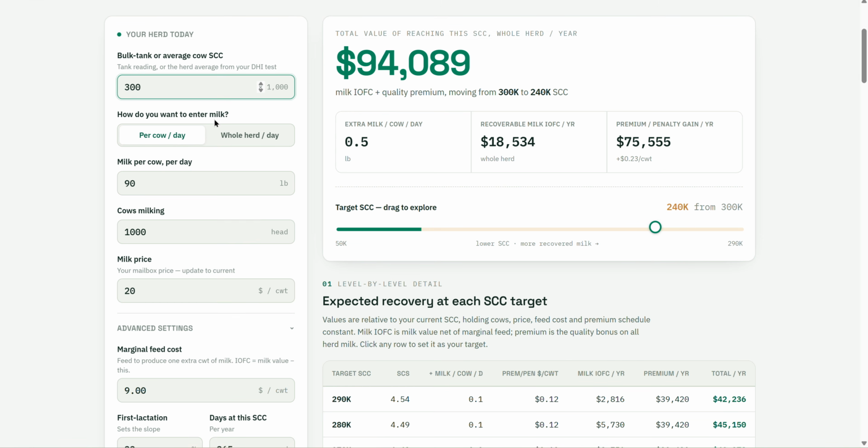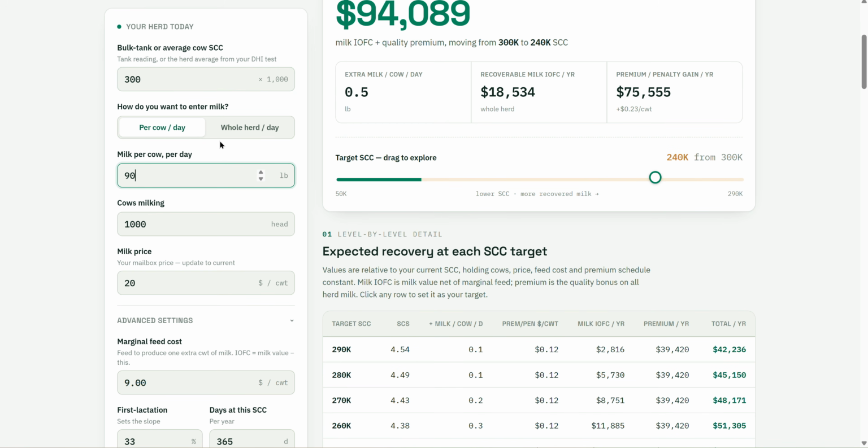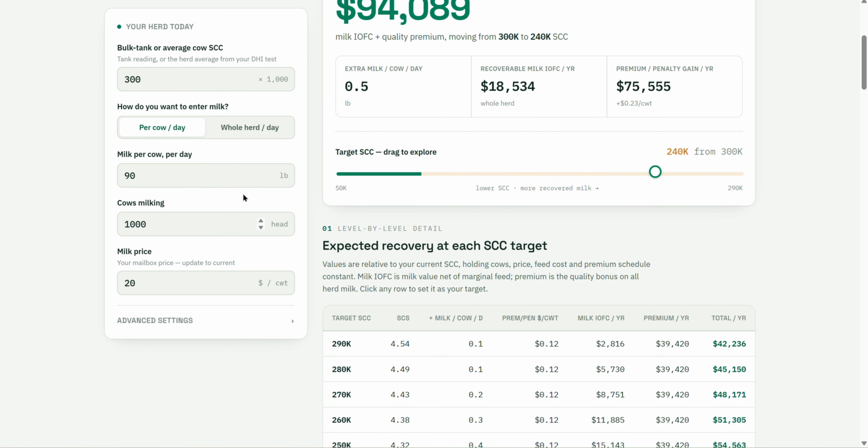Next is a toggle that controls how you enter milk. You can enter production per cow per day, or as whole herd per day. With per cow per day selected, you enter milk per cow per day in pounds, and the number of cows milking. The defaults are 90 pounds and 1,000 head.